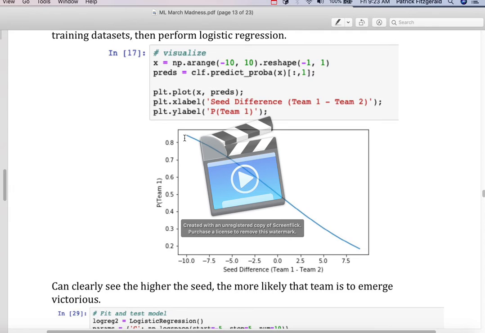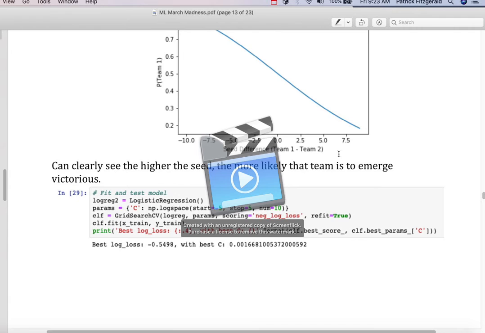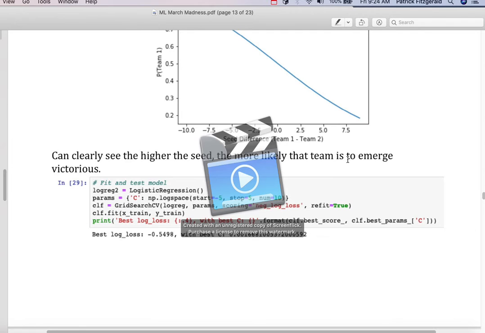And you can see that the lower or higher ranked teams have more success based on seed differential here. The higher the seed, the more likely the team is to emerge victorious. So fitting our model based on our seed differentials, we end up with a log loss of about 0.55, which again is not great, but it is a pretty good starting point. We're going to improve on this a little bit as we go.